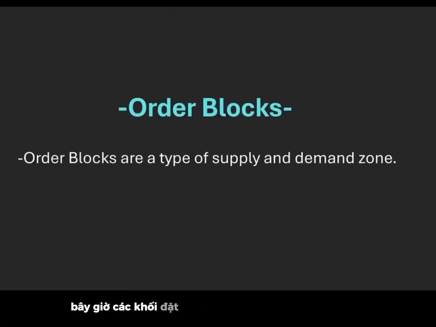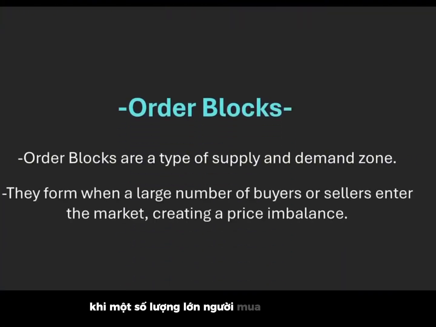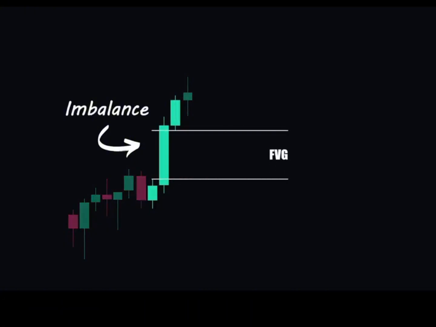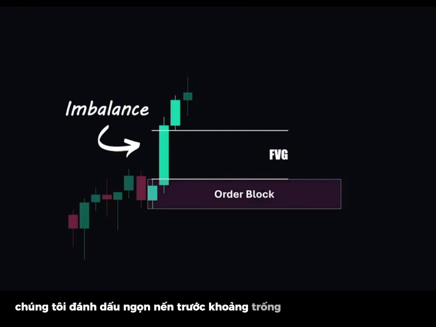Now, order blocks are a type of supply and demand zone, but they form when a large number of buyers or sellers enter the market, creating a price imbalance. The imbalance between buyers and sellers can be seen through fair value gaps. These gaps happen when price moves quickly, leaving orders unfilled, and the market may come back to these areas later to regain the balance. We mark the candle before the gap as our order block zone because we believe decisions are made during that candle.